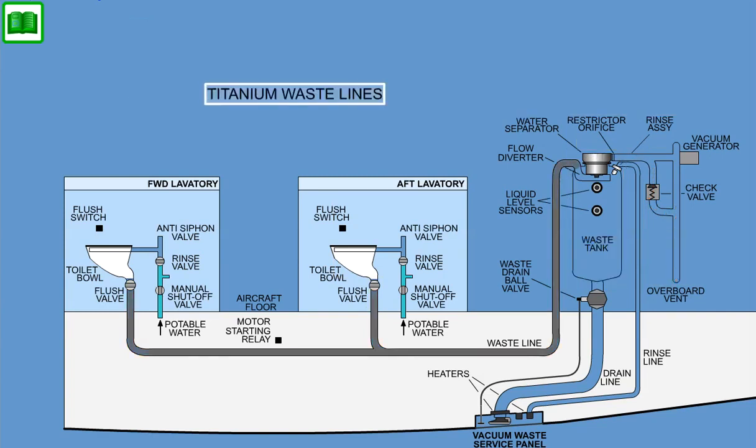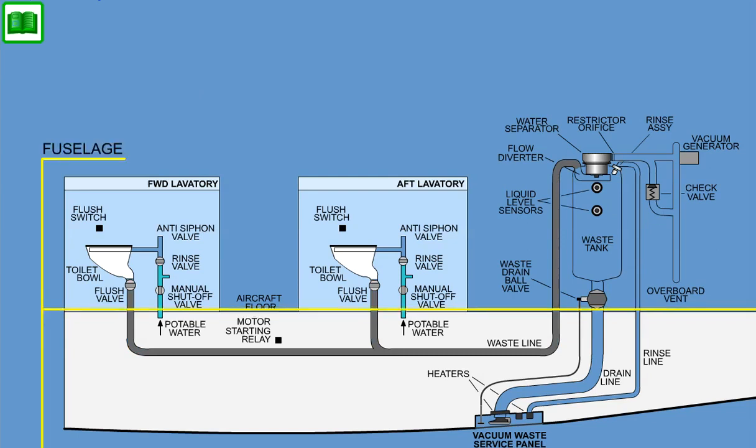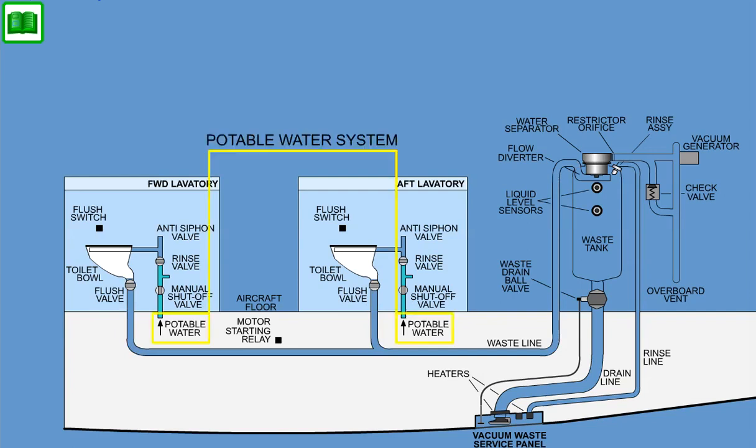Titanium waste lines carry the waste to the holding tank. They are installed inside the pressurized and temperature-controlled area of the fuselage. The vacuum waste system makes use of pressurized water from the potable water system to rinse the toilet bowl and aid in the evacuation of waste.